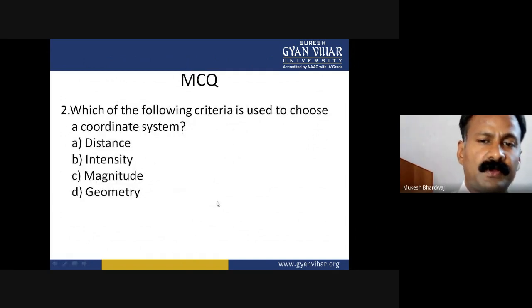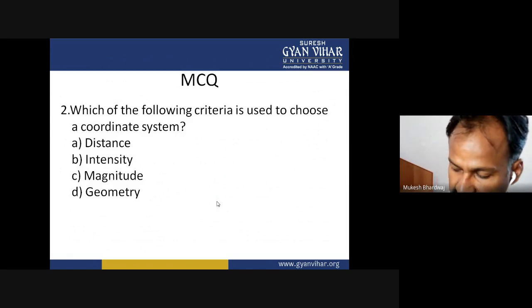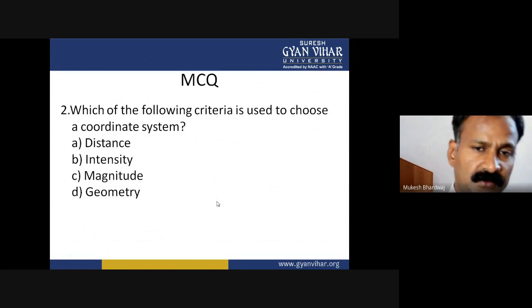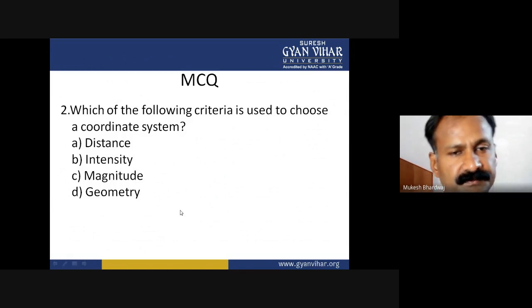Which of the following criteria is used to choose a coordinate system? Distance, intensity, magnitude, geometry. Choose the right answer among the four choices. Which of the following criteria is used to choose the coordinate system? The appropriate answer is geometry.